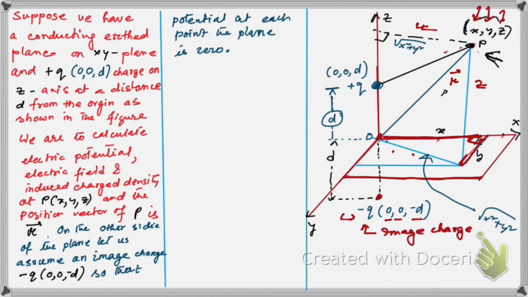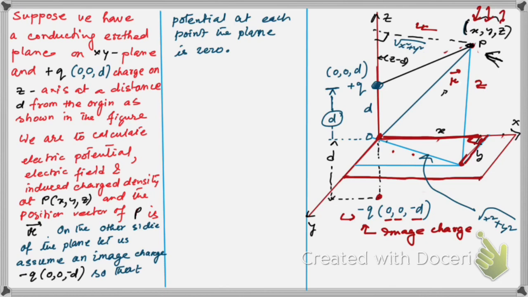Now if this distance is d, what will be the length of this part? From origin to this point, that length is z. So therefore the length of this part must be z minus d. Right, this length is z minus d.